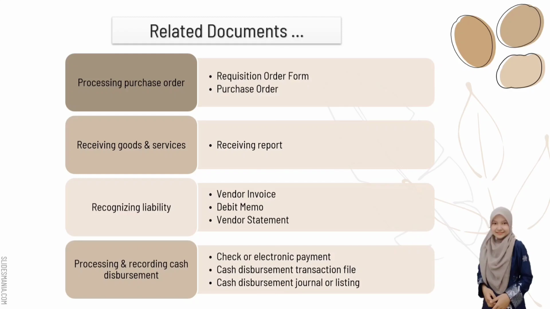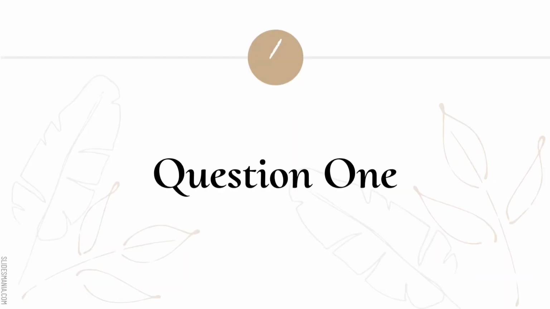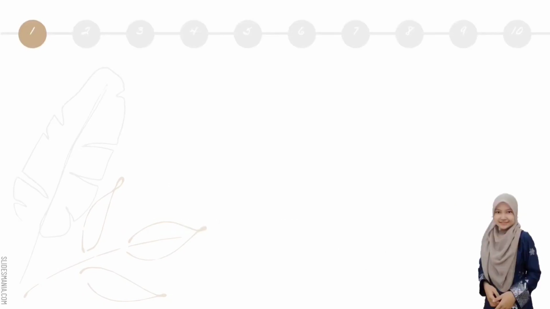And the last one is cash disbursement journal listing. It is a listing generated from the cash disbursement transaction file that includes all transactions for any time period. Question 1. Management's assertion related to the cycle.